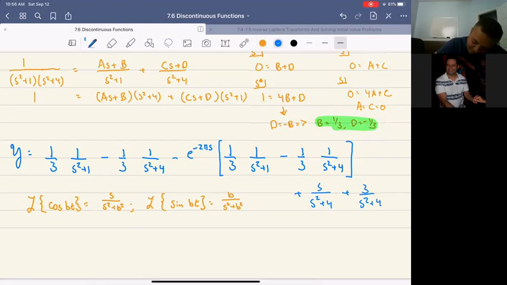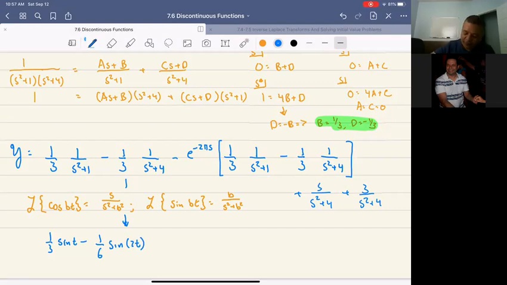We're getting 1/3, that's going to be sine of t, minus. Now this is missing the b, which is 2. So if I do that, I'm going to have to multiply by 2 and divide by 2. So that's going to be minus 1/6 sine of 2t.